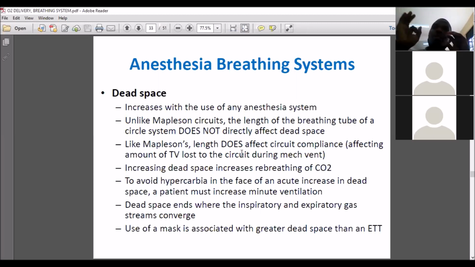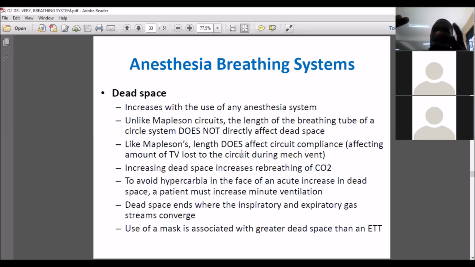When I add a tube, I'm adding to your dead space. So to control that, instead of giving you the normal 2 liters, I have to give you like 3 liters so that it can compensate for the dead space of your entire respiratory system. Because once I add a tube, that becomes part of your respiratory system too. So I have to increase the oxygen I put in. Increased dead space increases rebreathing of carbon dioxide.